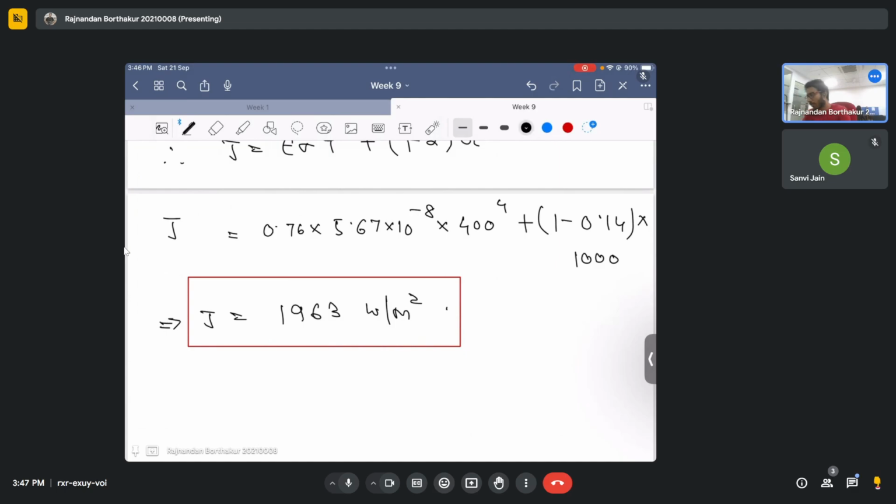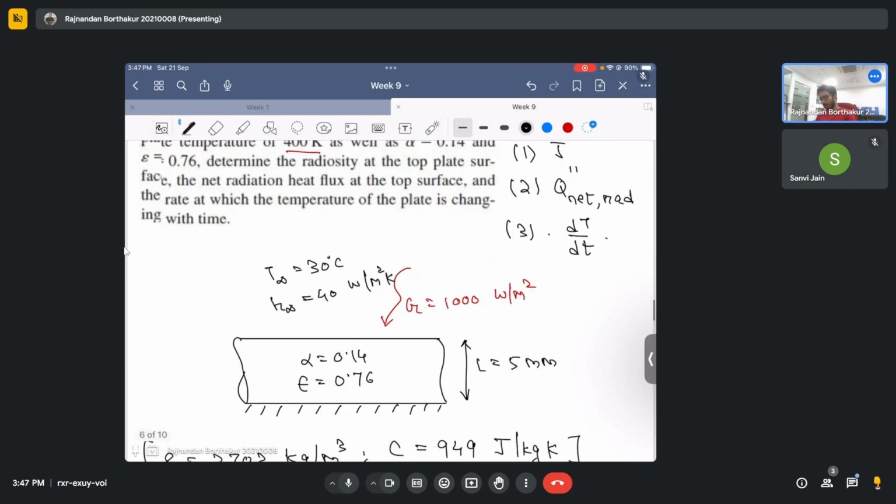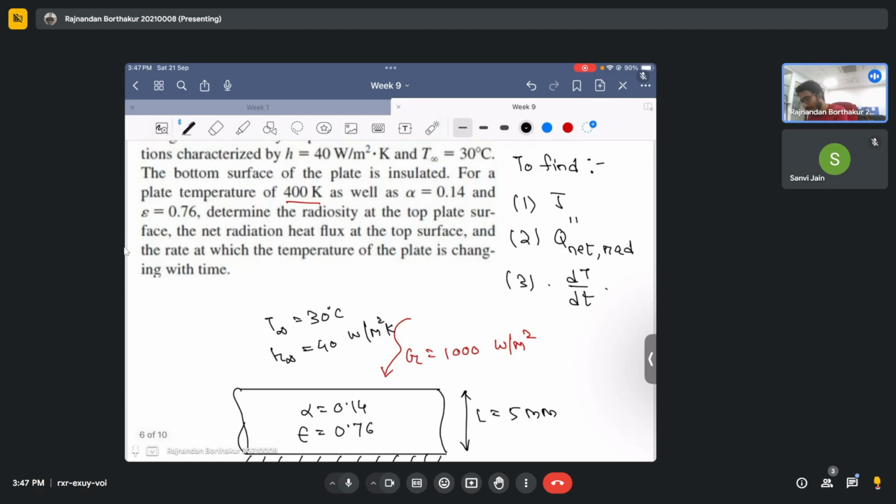Okay, so this is the first part of the question where your radiosity comes out to be around 1963 watt per meter square. All right. So you have determined the radiosity. That's the first part.